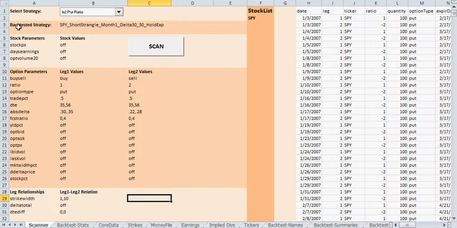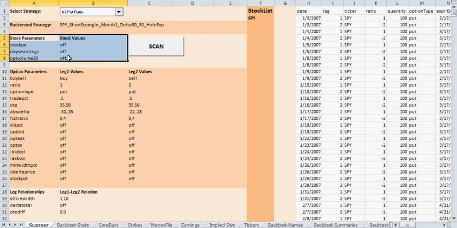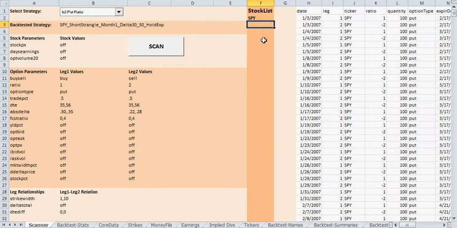The next box down is a back-tested strategy. We're going to ignore that for now. The way you would use that is to put one of the ORATS pre-run strategies in there and go get those parameters. There are also stock parameters here. I'm going to be testing SPY, my stock list, so I could enter other names as well here, but today I'm just going to do the SPY alone.